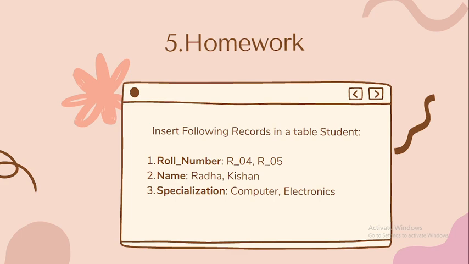So your homework will be to insert some records in this table student, where you need to insert two students' details, where the first student's detail will be r underscore 04 and the second student's detail will be r underscore 05. The name of the first student will be Radha, the name of the second student will be Kishan, the specialization of the first student will be computer and the specialization of the other student will be electronics.